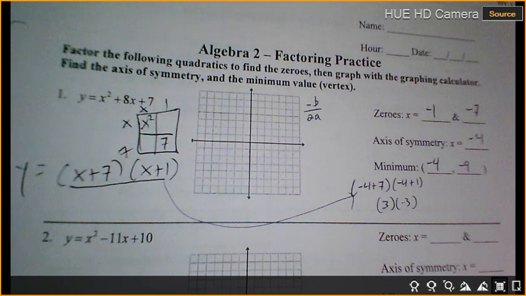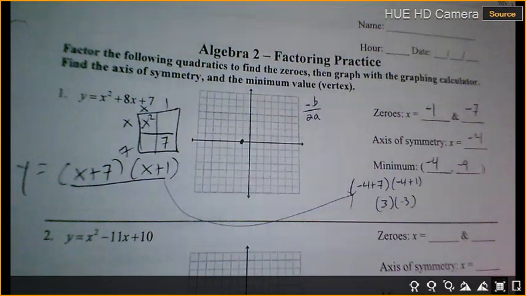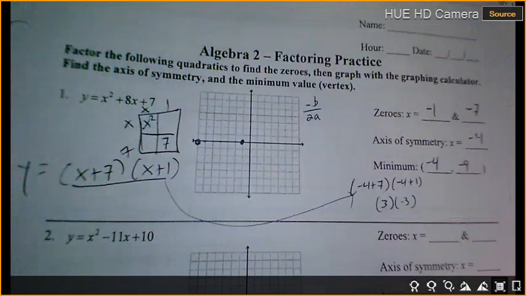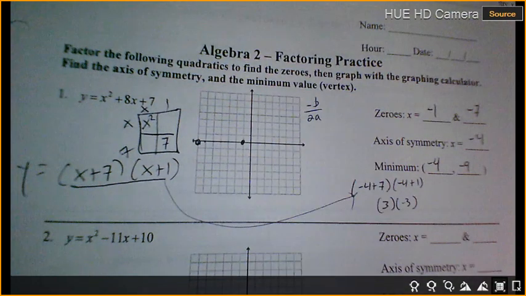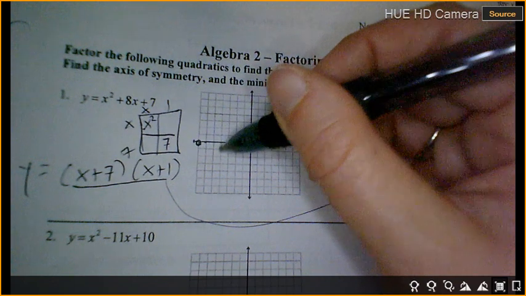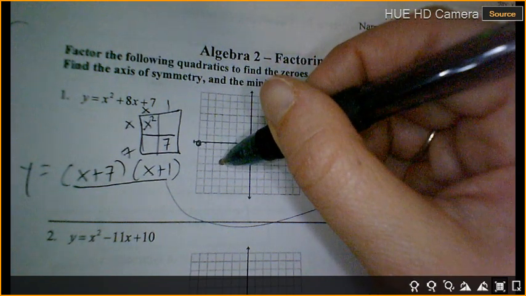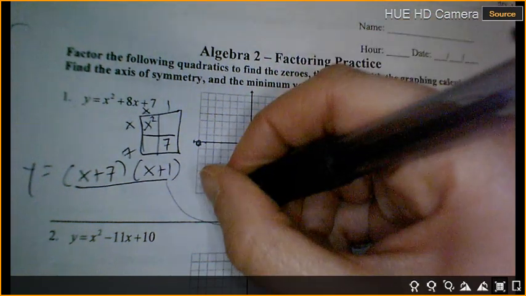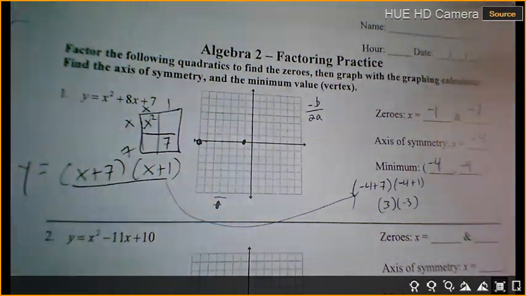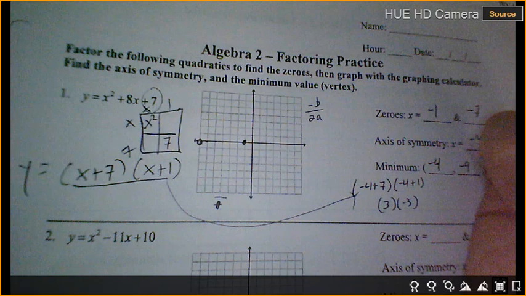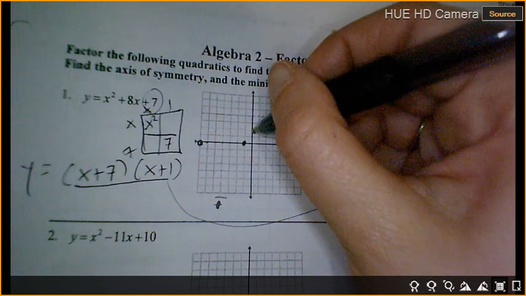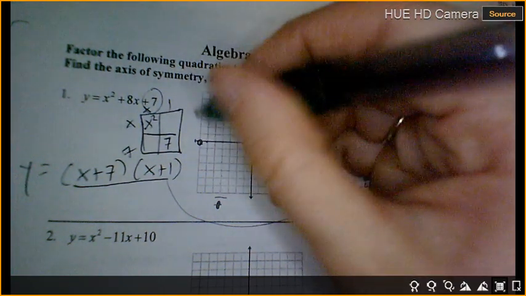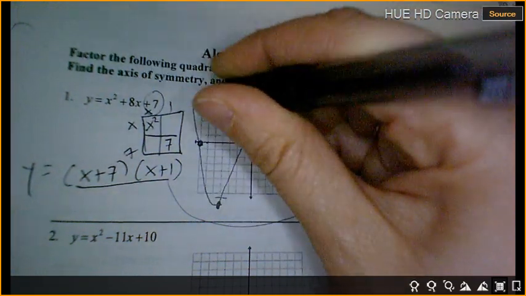Now we're going to plot this. We're going to put a point on -1. We're going to do it on -7. And we're going to put our vertex at -4, -9. So this is 1, 2, 3, 4. Down 1, 2, 3, 4, 5, 6, 7. I'm just going to draw a line 8, 9. I'm going to put it here. Now we also know where the y-intercept is because it's right here at 7, so we could put that point down as well. 2, 3, 4, 5, 6, 7. And it would go like this.